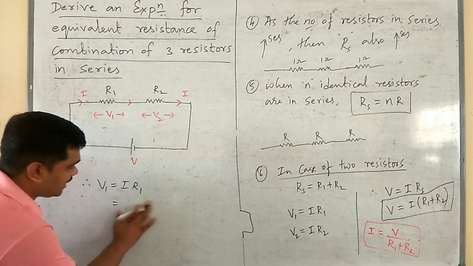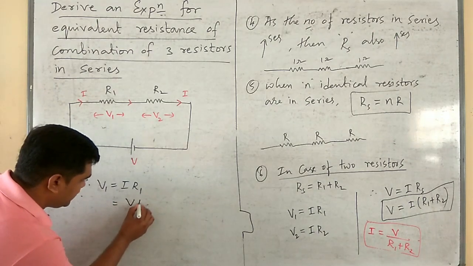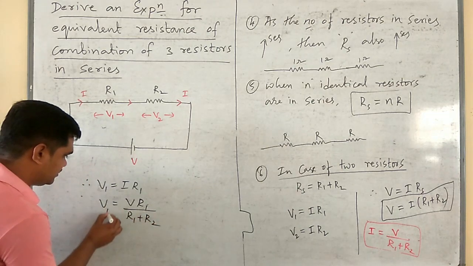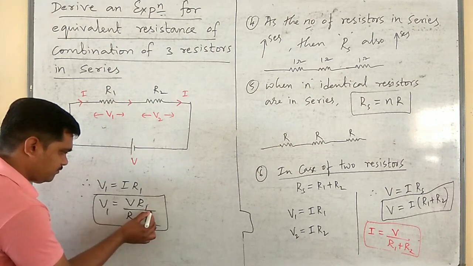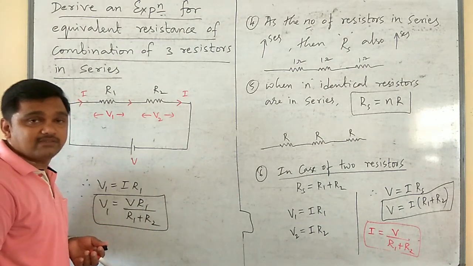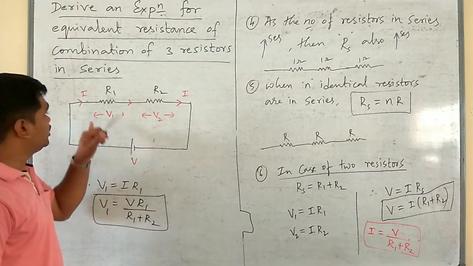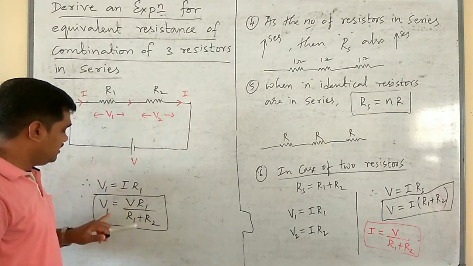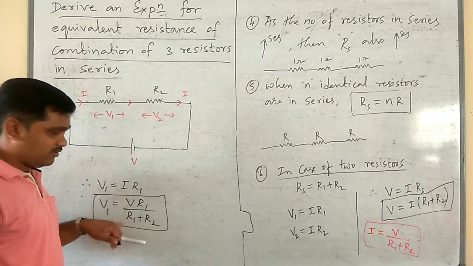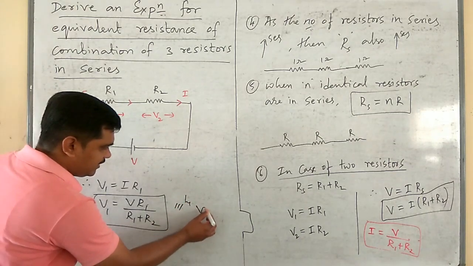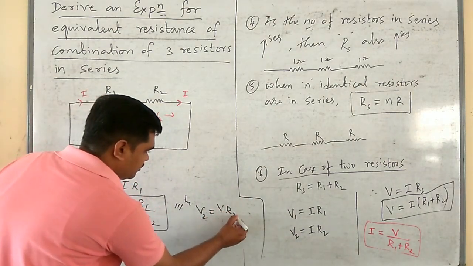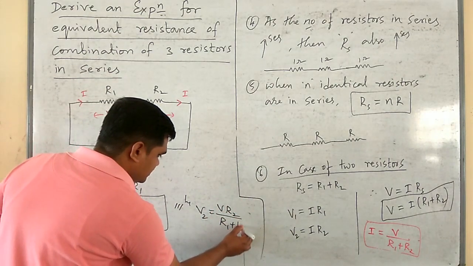Next, here the value of V1 becomes VR1 divided by R1 plus R2. So this is V1. When we don't know the value of I, if the value of I has not been given in the circuit, then to find the potential drop across this resistance R1, we go for this shortcut. V1 is equal to VR1 divided by R1 plus R2. Similarly, to find V2, what to do? Yes, VR2 divided by R1 plus R2.